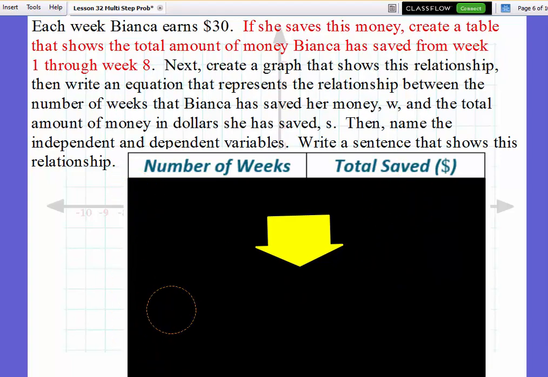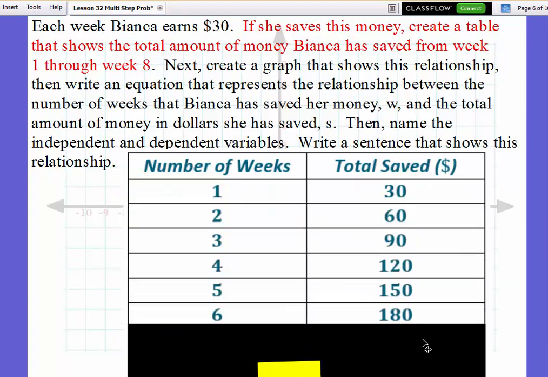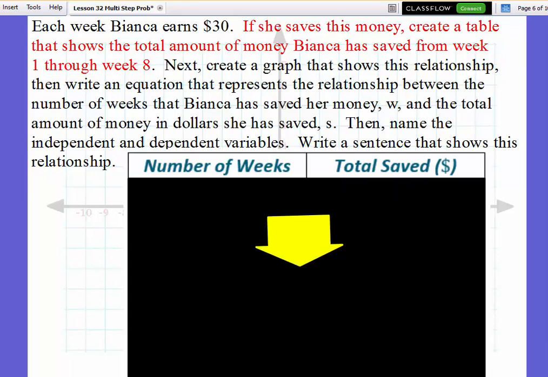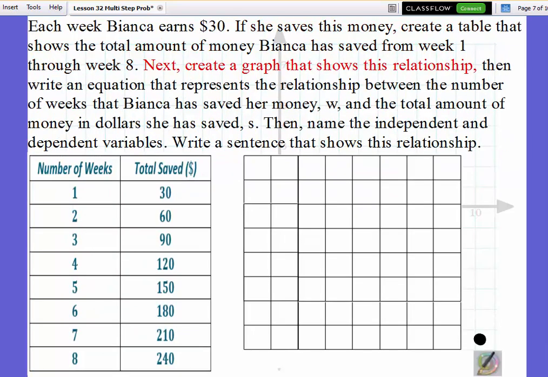So what does our table look like all completed? Well, it's going to look like this. We see we have week 1, 2, 3, 4, 5, 6, 7, 8. And then each time it increases by 30 based on this information right here. So our next step on the next slide is it says create a graph that shows this relationship. So let's go on to our next slide.